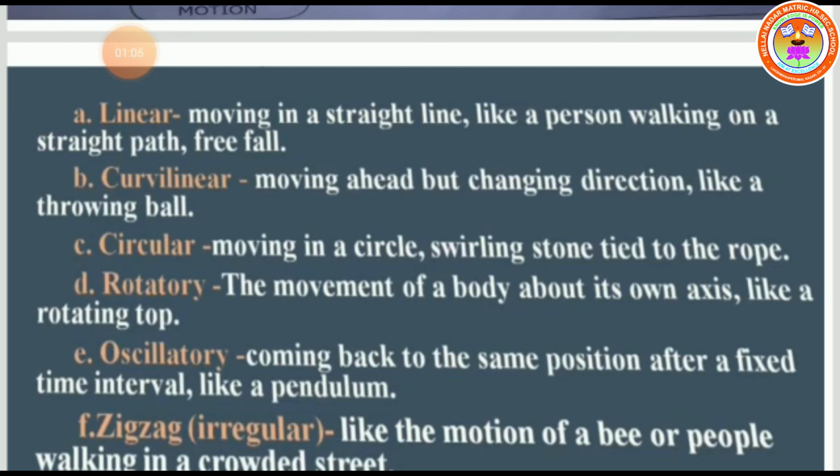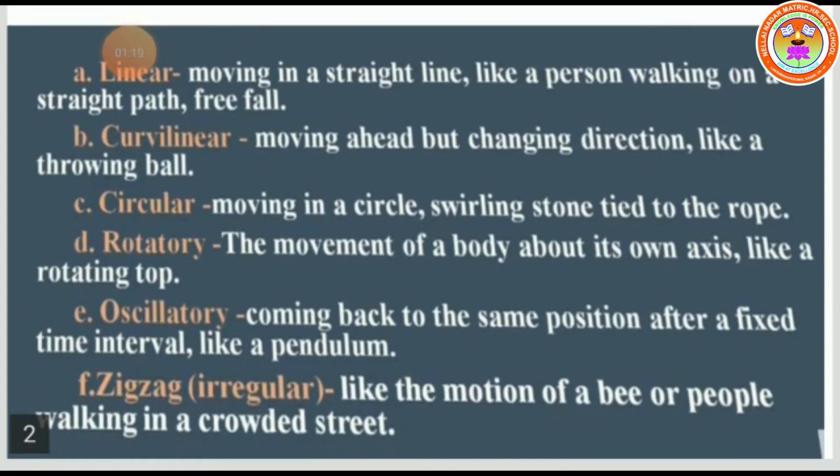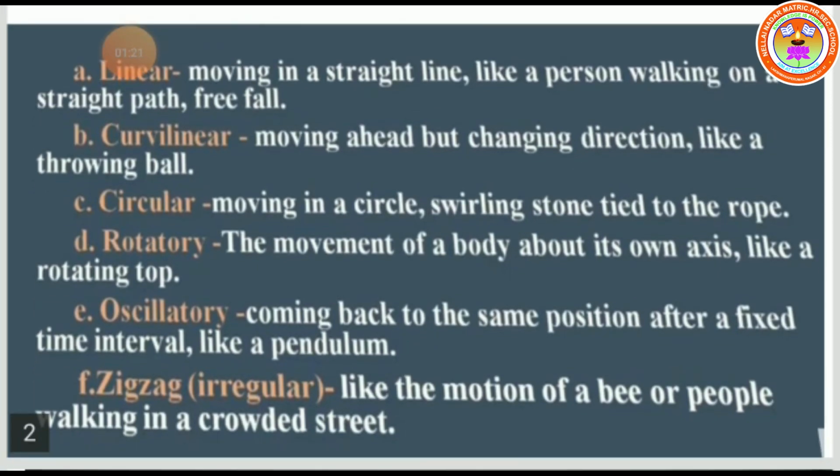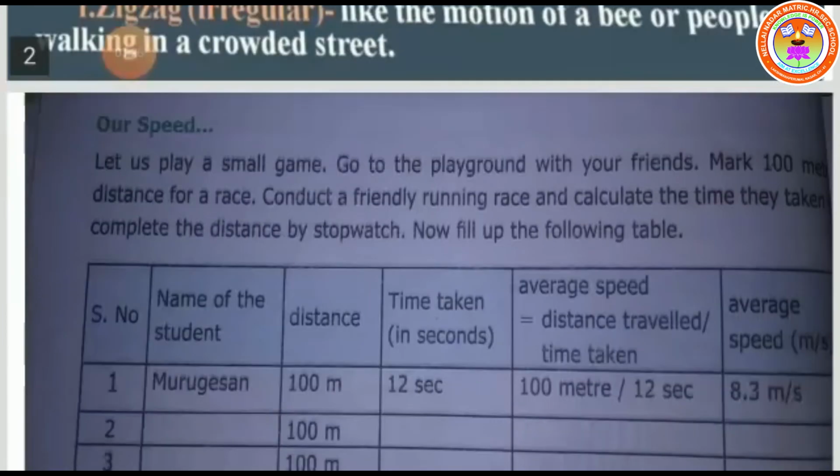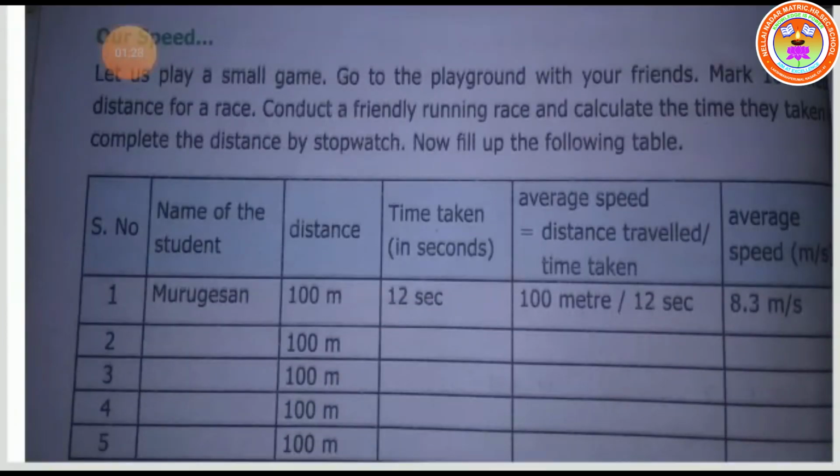Oscillatory motion is coming back to the same position after a fixed time interval, like a pendulum. Clapping is the best example of oscillatory motion. Zigzag motion is also known as irregular motion, like the motion of a bee or people walking in a crowded street.